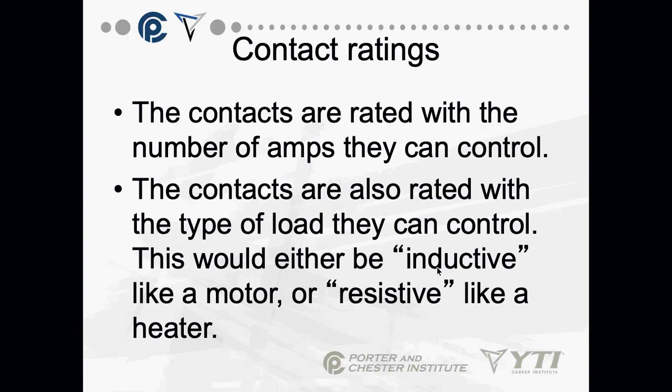The contacts are always rated with the number of amps they can control. They're also rated with the type of load they control. It can be inductive, like a motor, or resistive, like a heater. We talked about the difference in the circuits because of resistance and amperages with motors and heaters. Anything with a coil, like a motor, creates its own resistance and the amperage changes. Resistive loads, like any type of heaters, heat strips or whatever, their amperage doesn't change. It's stable.